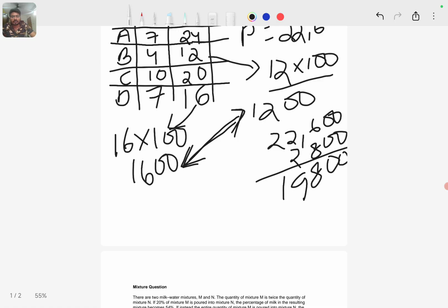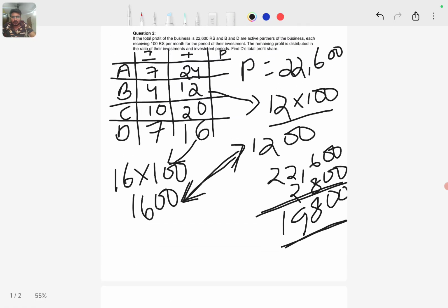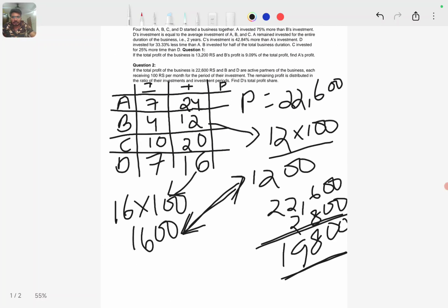Okay, so this profit should be divided among themselves by taking the ratio of investment into time. So we need to divide this remaining profit among themselves with the investment into time. So here is the remaining profit we got. The remaining profit is distributed in the ratio of investment and time period.